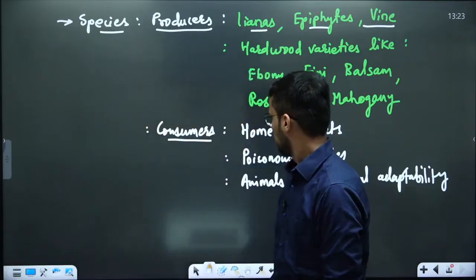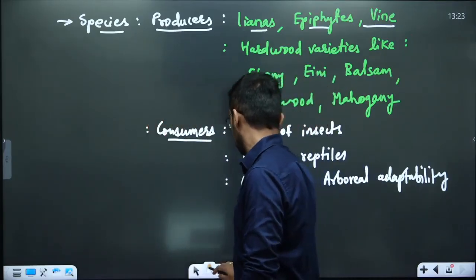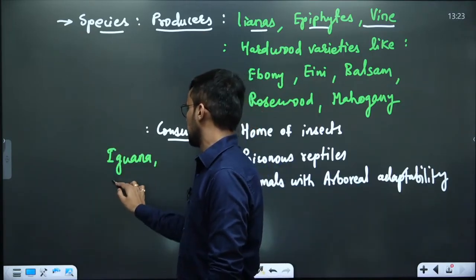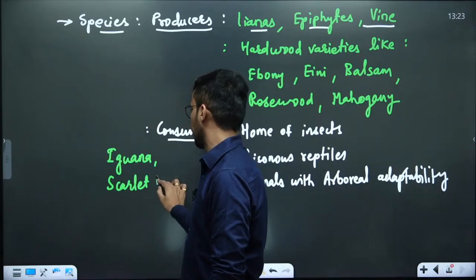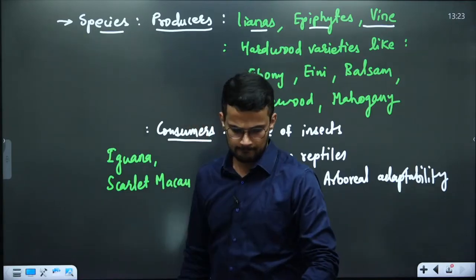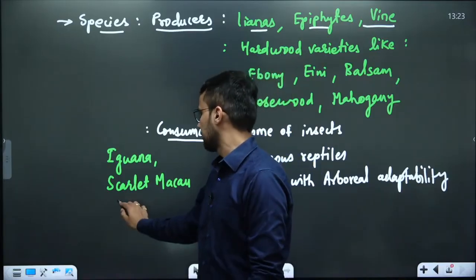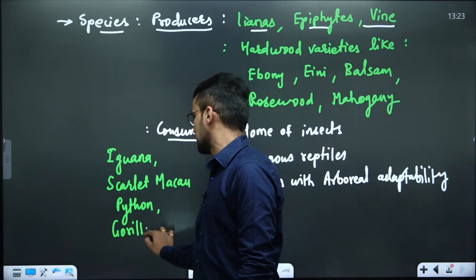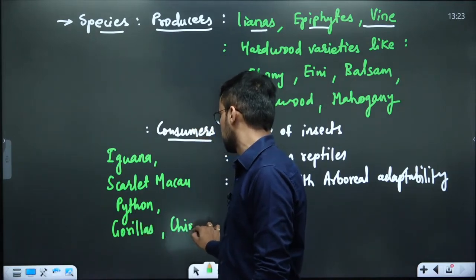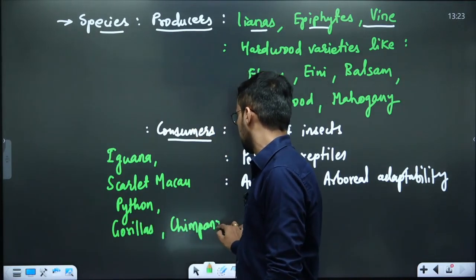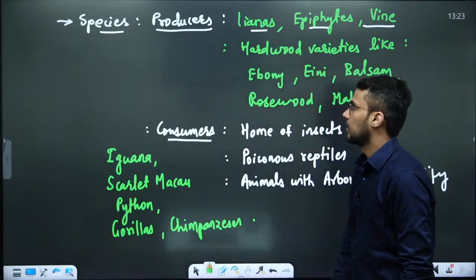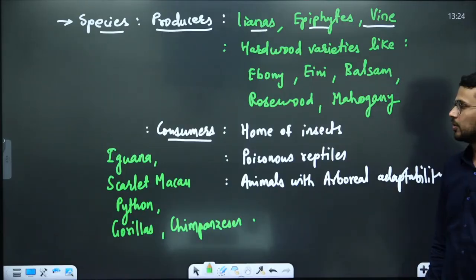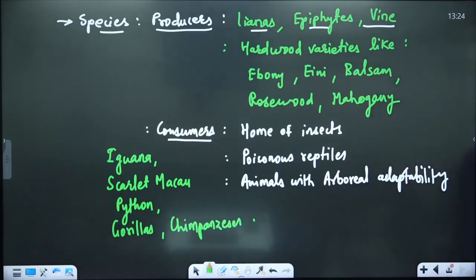ठीक है. Next, examples you can write. Iguana, scarlet macaw, python, gorillas, chimpanzees, etc. Okay, those are the species of producers and consumers that you should be aware of.